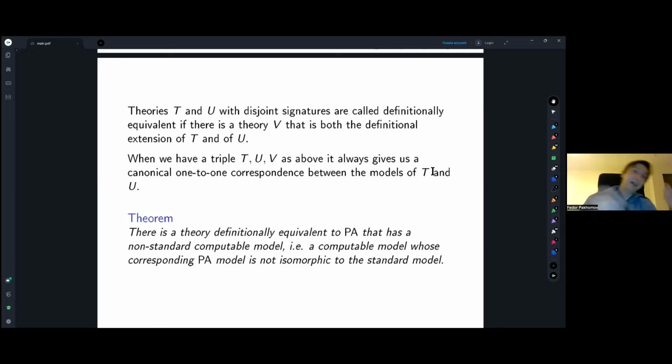But when you have definitional equivalence, you have a one-to-one correspondence between models. So in particular, this means you extract a very special kind of interpretation from definitional equivalence. Basically, when you range over all possible models of T, you get all possible models of U and vice versa. So there's mutual interpretability, where each theory interprets into the other one.